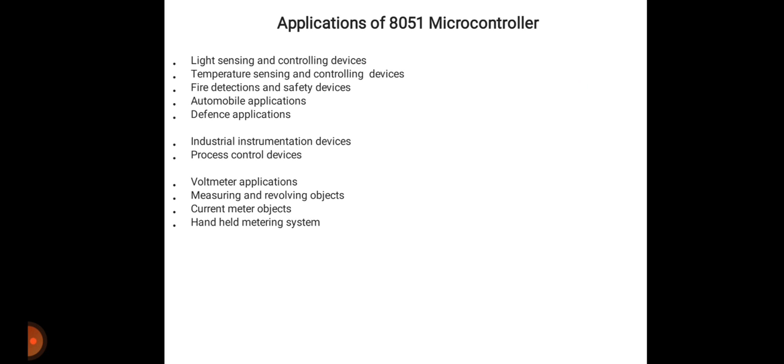Then some industrial applications. In industrial applications, industrial instrumentation devices or process control devices are the applications. Then next one is measurement application. In measurement, in voltmeter, we can use microcontroller. Then measuring revolving objects. Then current meter objects, handheld metering systems. In all these we can use microcontroller.